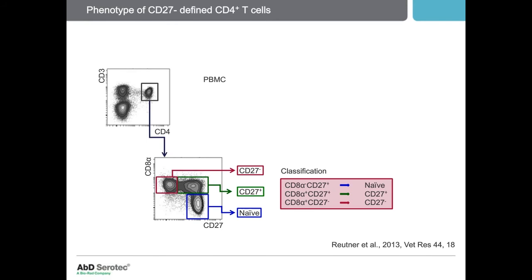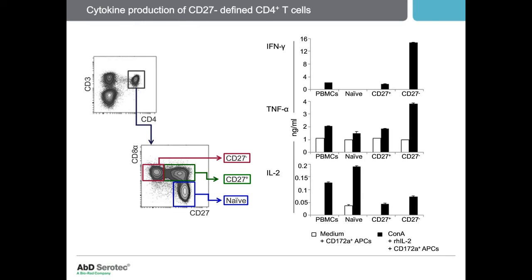To get an impression about the function of the CD8 alpha, CD27 defined CD4 positive T cell subsets, we sorted the cells into three different fractions: CD8 alpha negative CD27 positive naive T cells, CD8 alpha positive CD27 positive cells, and CD8 alpha positive CD27 negative cell populations. In the first approach, we studied the cytokine production of the CD27 defined T cell subsets and could show that the CD8 alpha positive, CD27 negative ones were the main interferon-gamma producers, as well as TNF alpha producers. In regard to IL-2, the naive CD27 positive, CD8 alpha negative cells showed the highest reactivity.